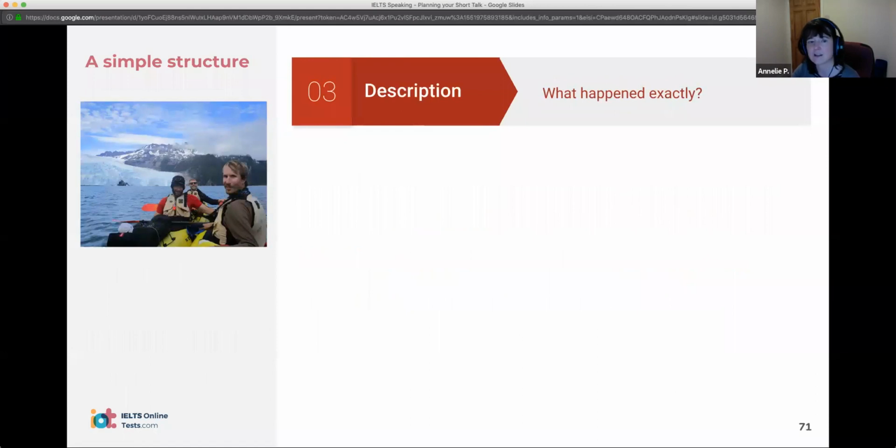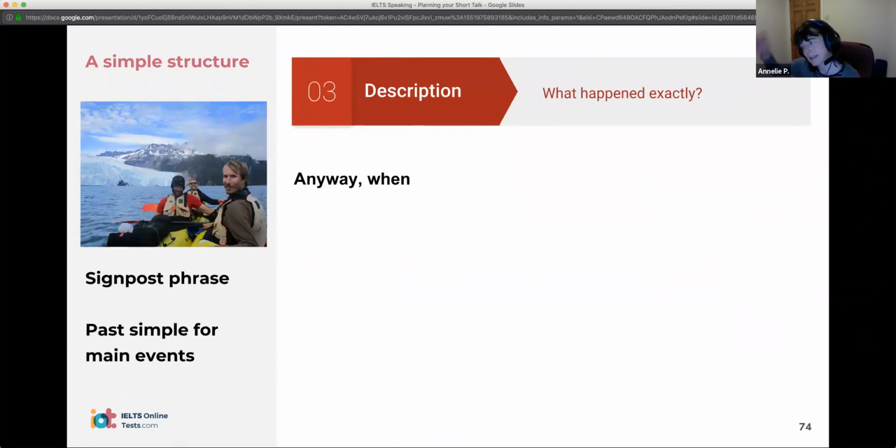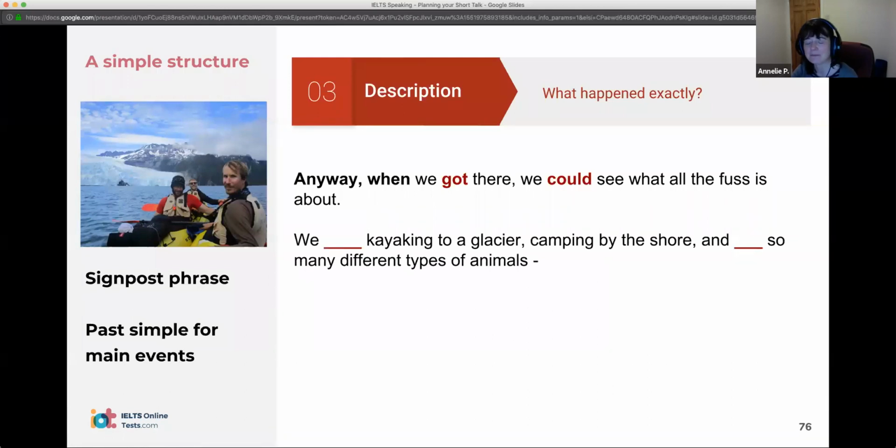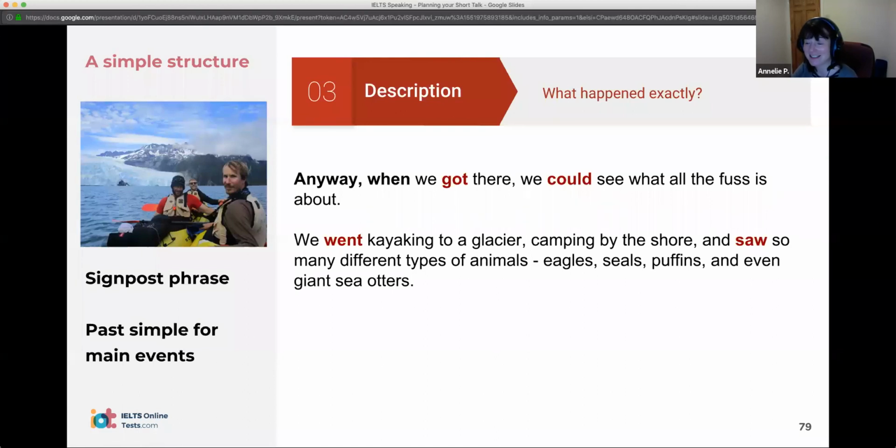Then we move into the events, the actual description. So again, we're still using linking phrases, so anyway, informal linking phrases. And then past simple to talk about the events, because now we're doing it in the order that they happened. So like this, when we got there, we could see what all the fuss was about. We went kayaking. We could also say we enjoyed kayaking, camping by the shore, and seeing, or we saw, so many different types of animals. You could also say seeing, slightly changing it, or watching eagles, seals, puffins, and giant sea otters. A fantastic array of wildlife.